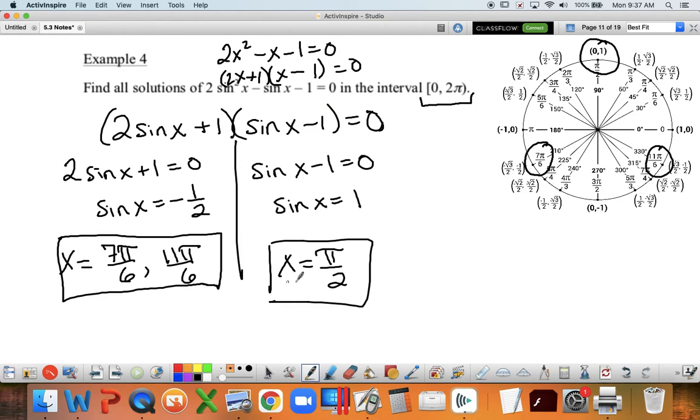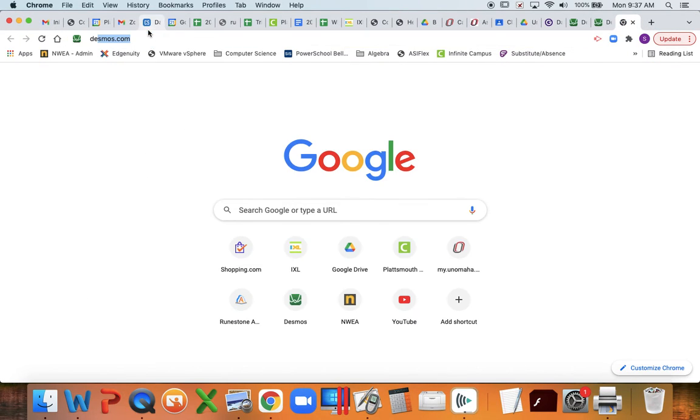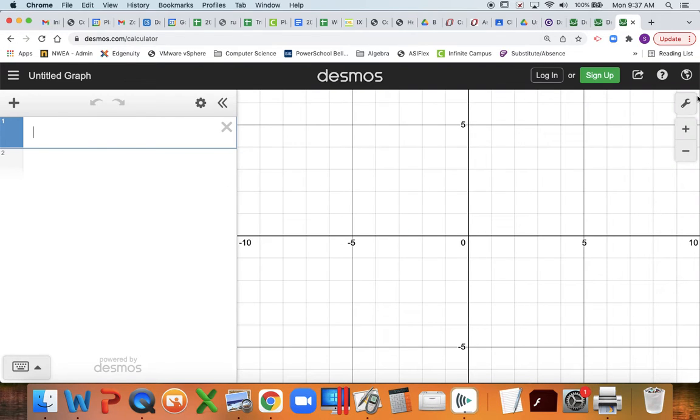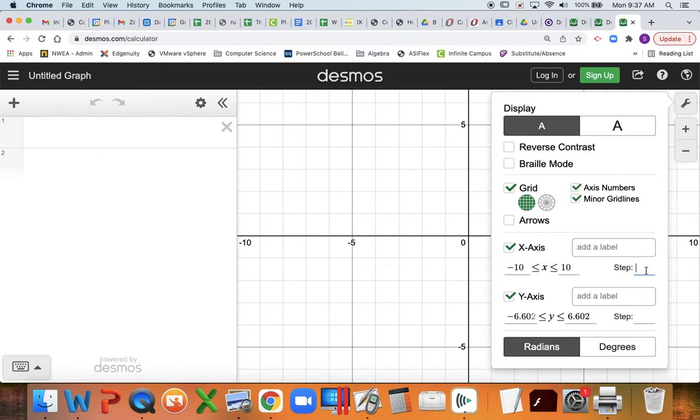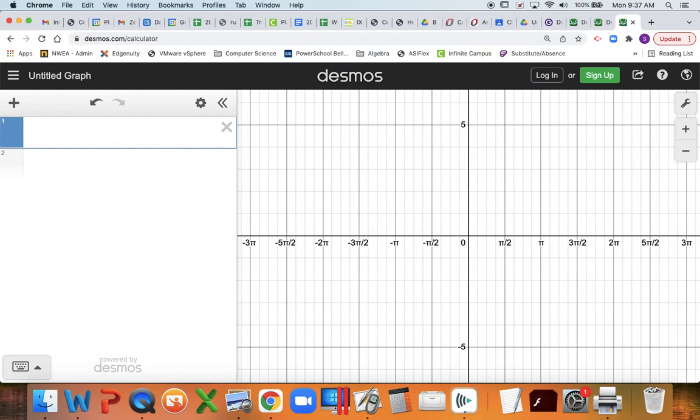Or I could jump over to Desmos. Why don't we do that? Open up another Desmos tab so you can see what I'm talking about. I want to make sure that I'm in radian mode, and I'm going to change my step to pi over 2. And let's type in our equation. So we've got 2 sine squared x.